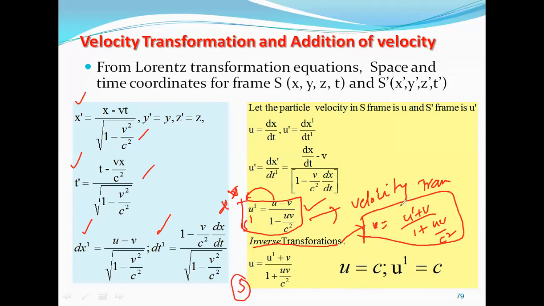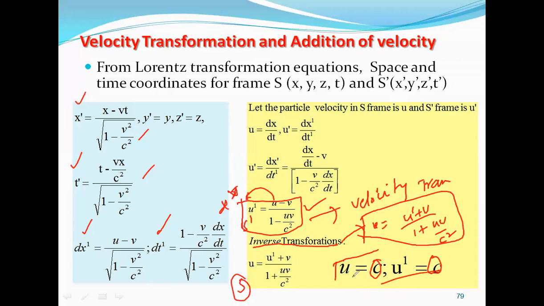Okay, students. And when I keep this, let us say u is equal to c, u prime equal to c. If you are going with the speed of light in both frames, what is going to happen? Tell me. You just keep u is equal to c. Finally we get this one.